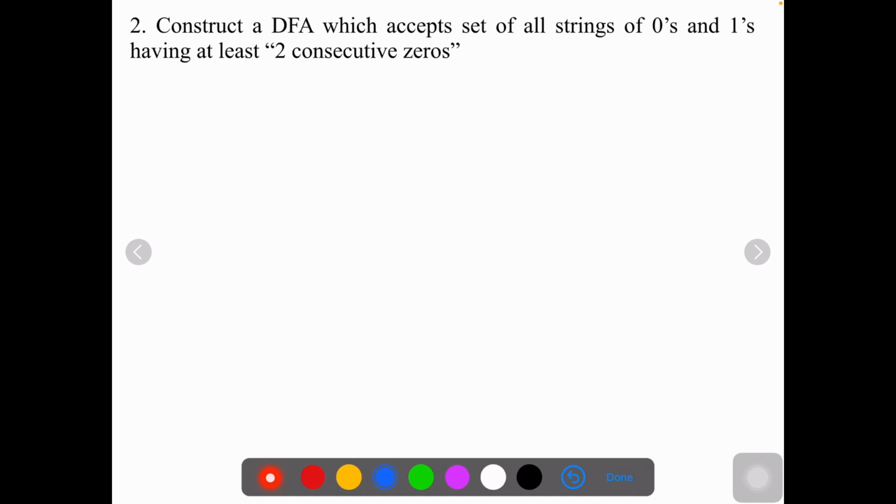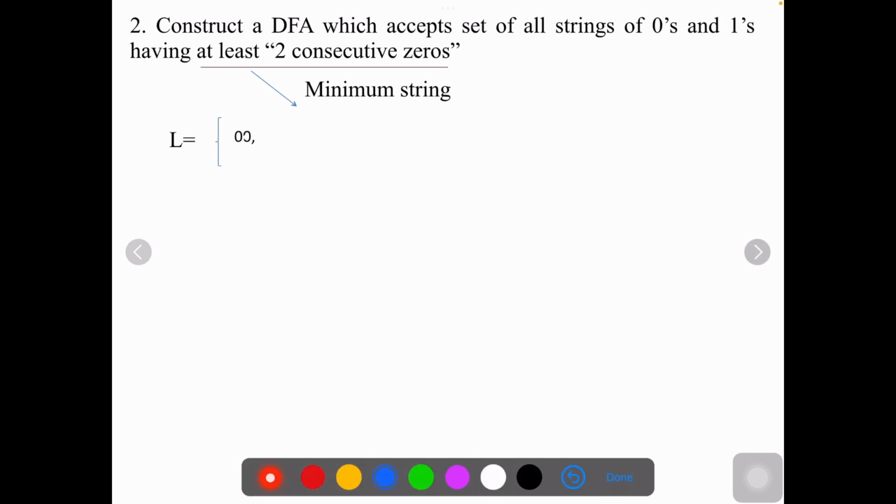I think I have given two problems. The first problem I discussed already. This is the second problem I am discussing here. It is very similar to the previous one, but with a little change. Two consecutive zeros. How do you do that? What is the minimum string here? Two zeros should be there in this.